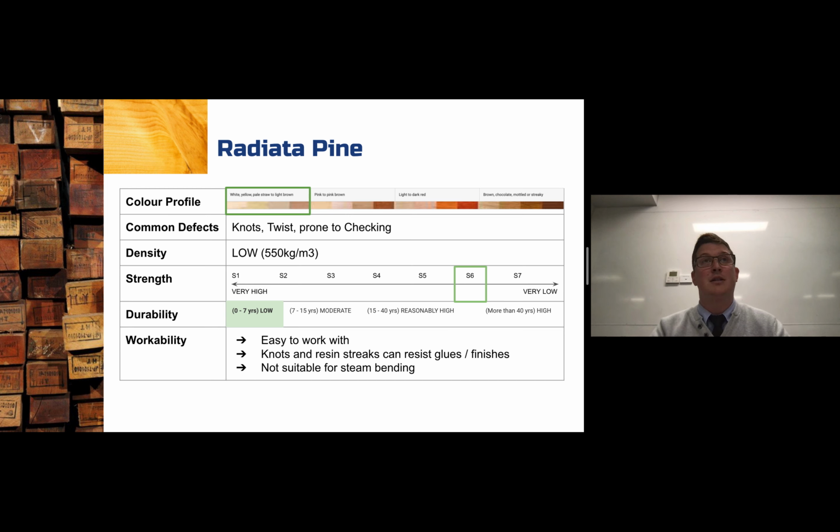Knots can be considered to be a feature within the timber, but they also do weaken it as well. So you've got to acknowledge that while the knots can look nice, they can also be a defect where strength is important.